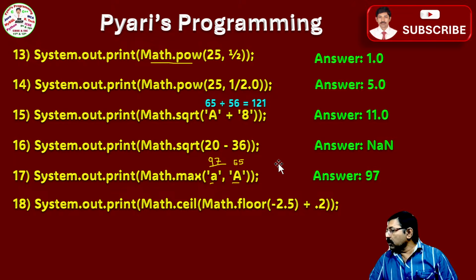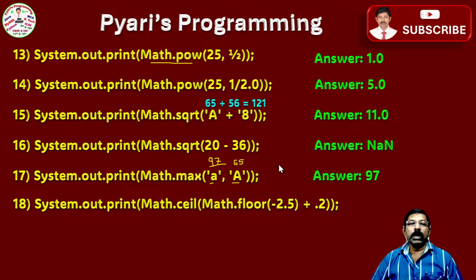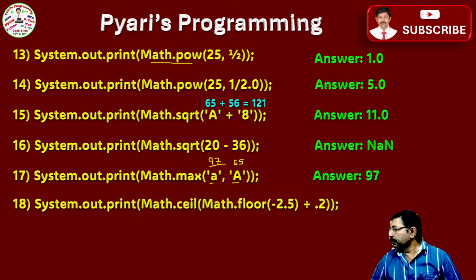Someone is saying minus 3.0, someone is saying minus 2.0. Why is this difference coming? Why is such a difference coming? How can it be minus 3.0? Evaluate it properly.